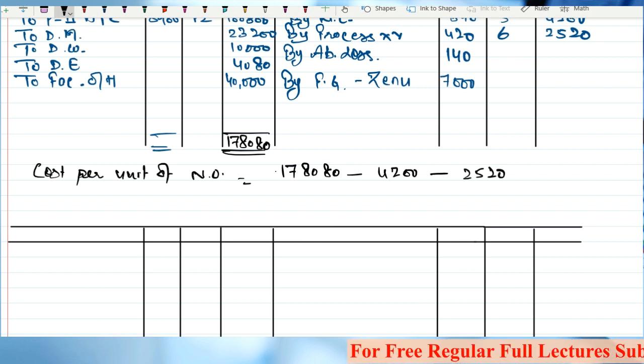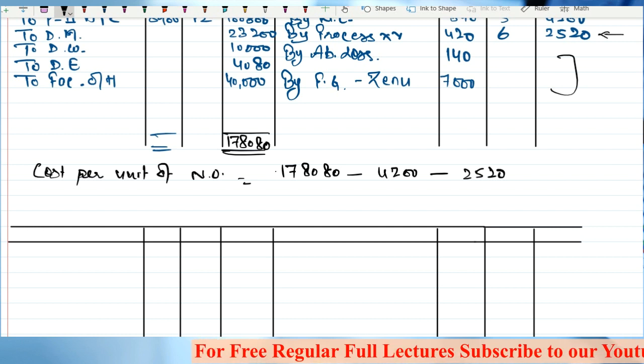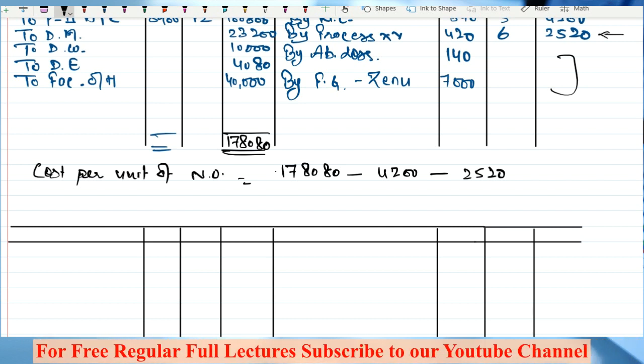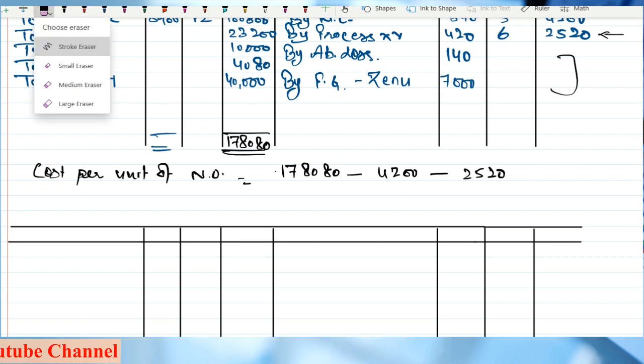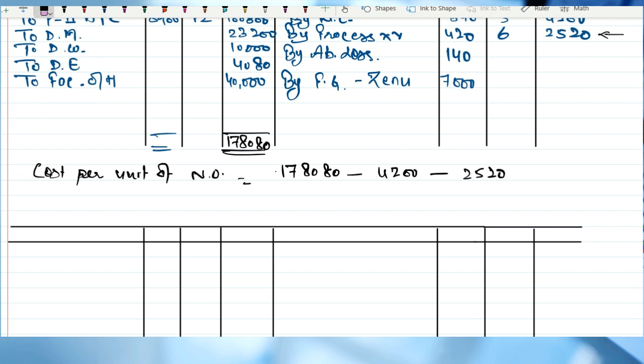Obviously, sir, if we want to find this value, you will subtract this. This value is already there with us, right? This is not a normal output. This byproduct is a separate output. So what we want is normal output. So I will subtract it.